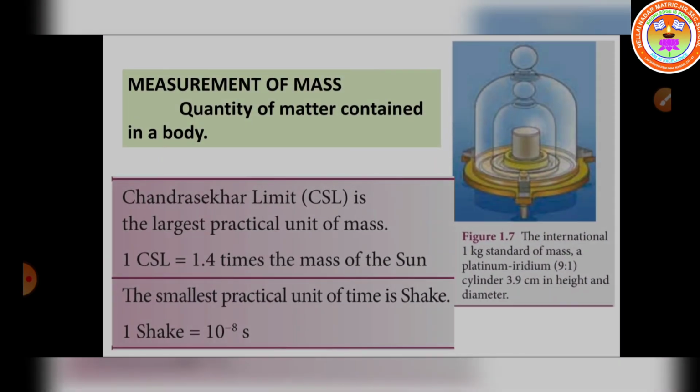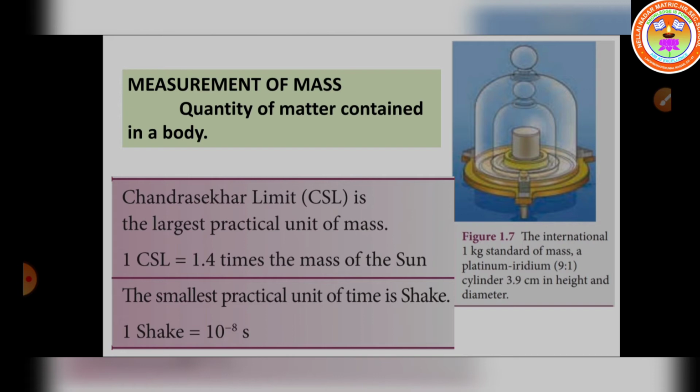Like that we can write. Now let us move on to the second one, measurement of mass. Already we know that mass is a property of matter. It does not depend on temperature, pressure and location of the body in space, isn't it? So what is mass? It is the amount of matter contained in a body.